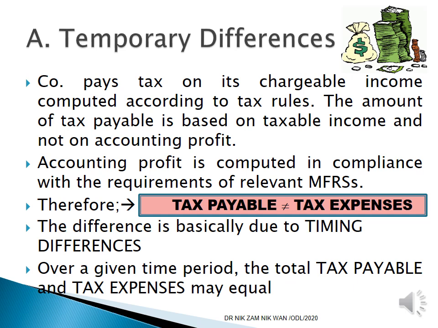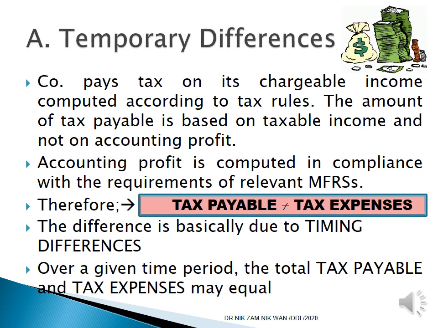Temporary difference where a company pays tax on its chargeable income computed according to tax rules. Again, you need to be able to differentiate the difference between accounting rules and also tax rules. From accounting rules, you have your normal accounting profit yang you kira dalam SOPL. And then under tax rules, what you will get is your taxable profit.